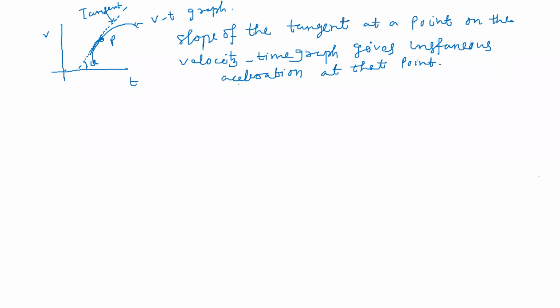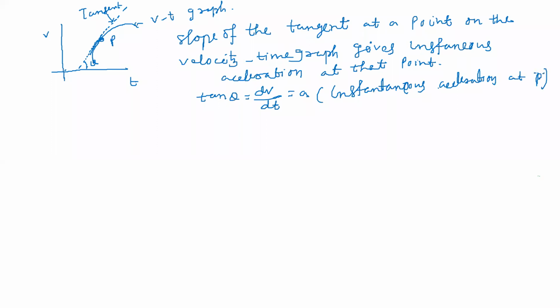That means, students, tan theta is equal to dv by dt. That is equal to a. That is the instantaneous acceleration at P. Like that, students, this is theta. So tan theta is equal to the rate of change of velocity, dv by dt.